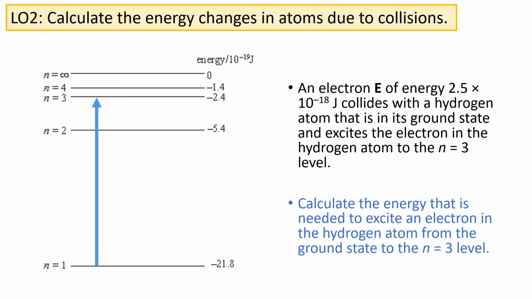Let's go through an example. An electron of energy 2.5 times 10 to the minus 18 joules collides with a hydrogen atom that is in its ground state. It excites the electron in the hydrogen atom to the n equals 3 level. The first part of this question asks us to calculate the energy that is needed to excite an electron in the hydrogen atom from the ground state to the n equals 3 level. If you feel confident, you can feel free to do this question yourself.